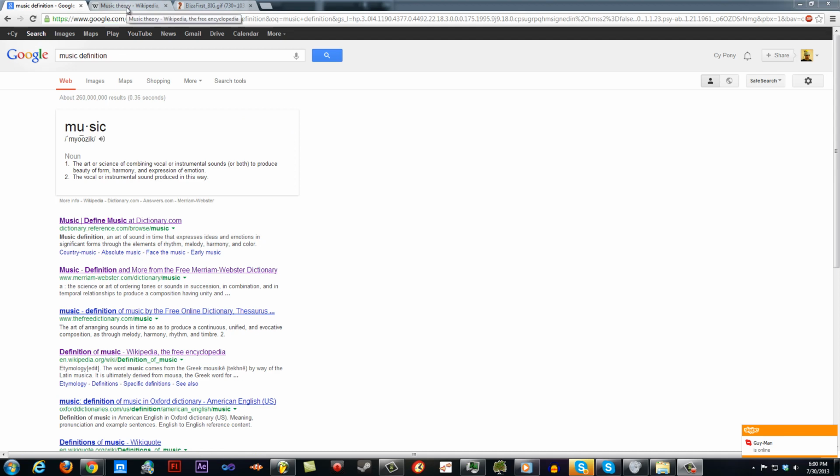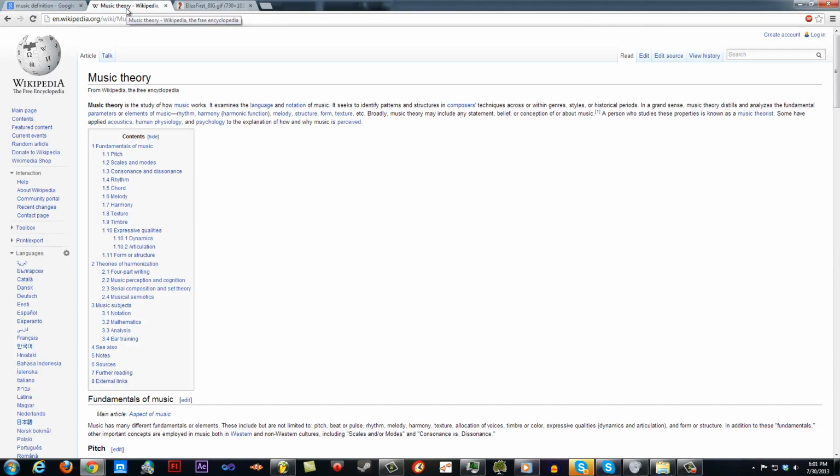With music theory, I had to get the definition from Wikipedia, but in the most general sense, it's the study of how music works, and it examines the language and notation of music. It seeks to identify patterns and structures in composers' techniques across and within genres, styles, and historical periods. In a grand sense, it analyzes fundamental parameters of music. Broadly, music theory may include any statement, belief, or conception of or about music.